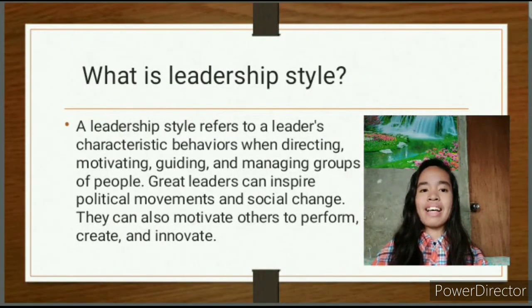What is leadership style? A leadership style refers to a leader's characteristic behaviors when directing, motivating, guiding, and managing a group of people. Great leaders can inspire political movements and social change. They can also motivate others to perform, create, and innovate.